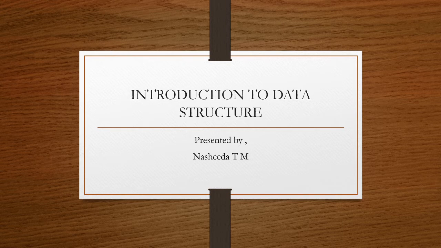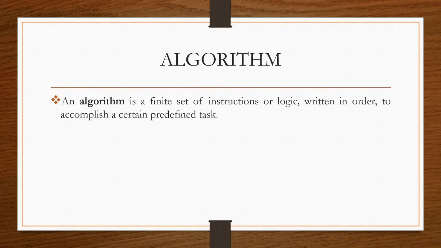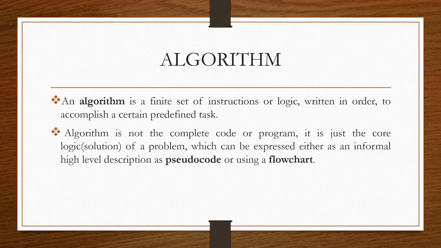Today, I will discuss the topic time and space complexity and Big O notation. First one is algorithm. What is an algorithm? An algorithm is a set of instructions to perform a particular task. An algorithm is not the completed code, just the logic, which can be expressed as pseudocode or a flowchart. A complete program is the combination of algorithm plus data structures.